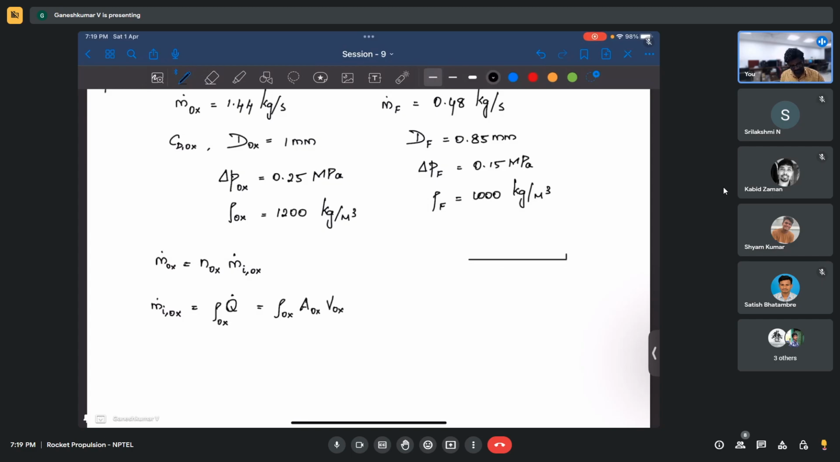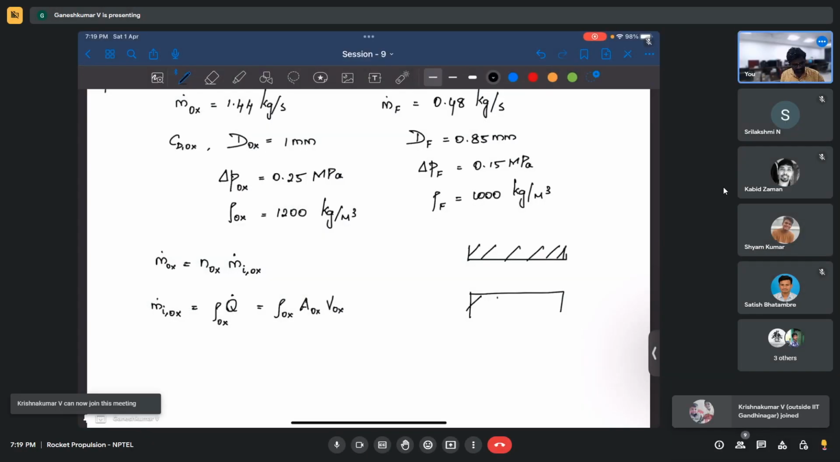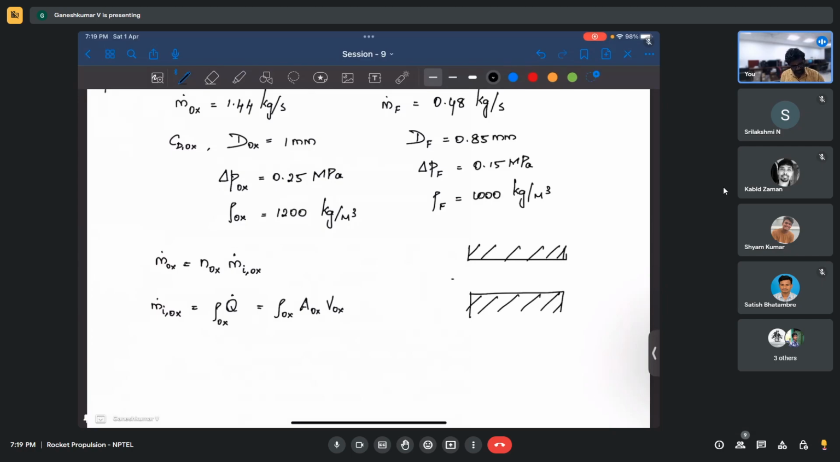Basically, there is already a formula given, but let's try to derive it if you want. There is this orifice, right? This is how an orifice looks. You want to find the velocity here. This is V oxidizer. And here the velocity is almost zero. It's not exactly zero, but it's almost zero because it's a big chamber. And along this orifice there is some pressure drop.